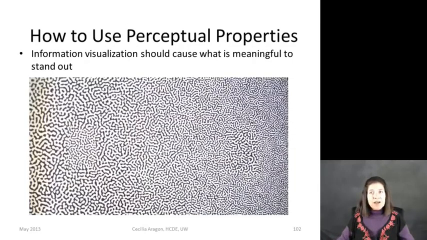Let's think a little bit about how to use perceptual properties. Information visualization should cause what is meaningful to stand out. So what do you see in this image? Can you see the 2 spots that differ from their surroundings? Why do you see them? We're going to answer that question in the next few slides and lectures.